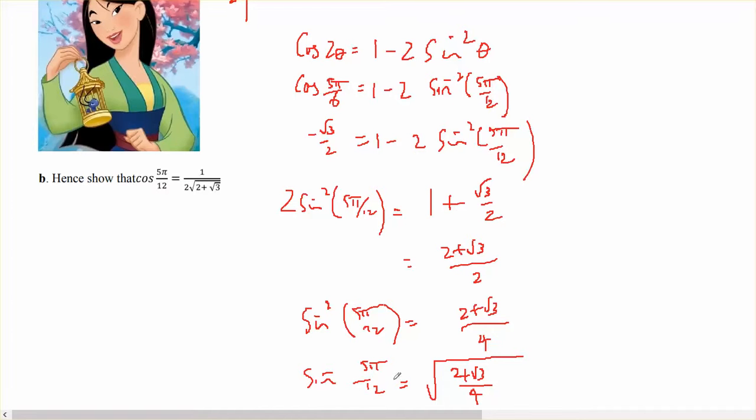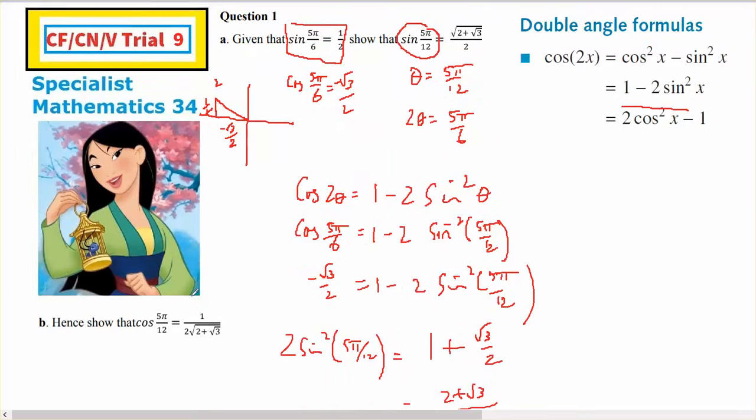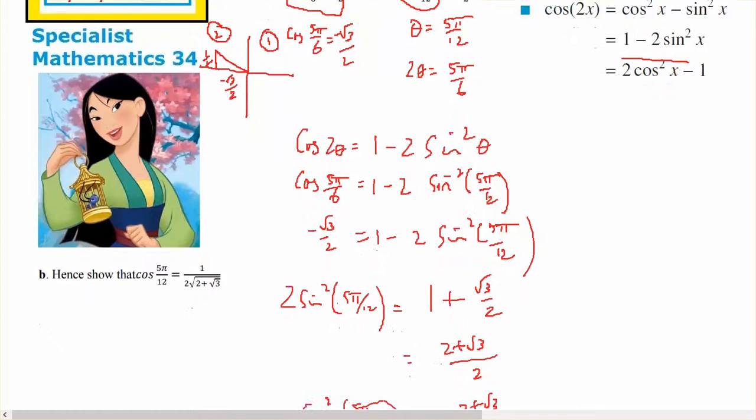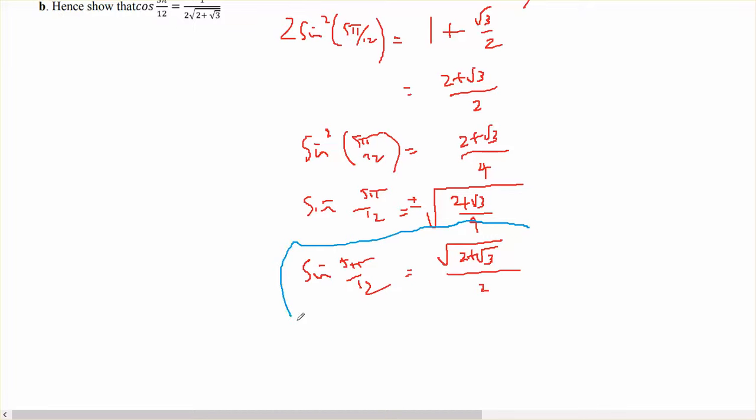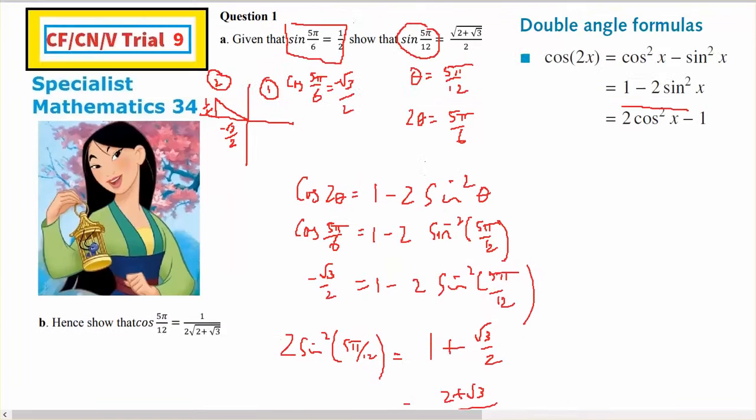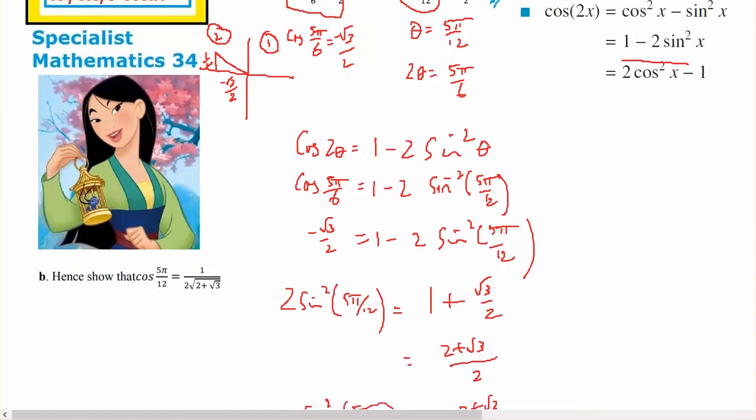Now, plus or minus. If 5 pi on 6 is in the second quadrant, then 5 pi on 12 is in the first quadrant. I want to take the positive square root. So I'm going to have the square root of 2 plus the square root of 3 all on 2 is equal to the sine of 5 pi on 12, and that is what I had to show that it equaled, and I've done that. Okay, hence show the second bit.